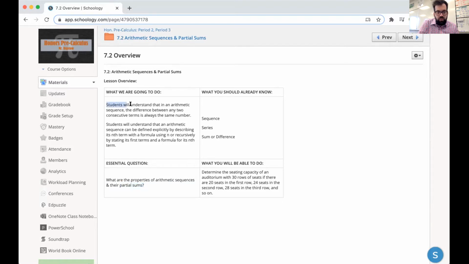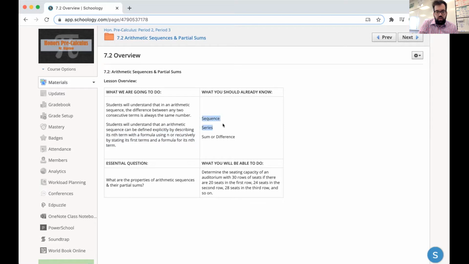Here's what we're going to do. Students will understand that in an arithmetic sequence, the difference between any two consecutive terms is always the same number. And students will understand that an arithmetic sequence can be defined explicitly by describing its nth term with a formula using n, or recursively by stating its first term and a formula for its nth term.